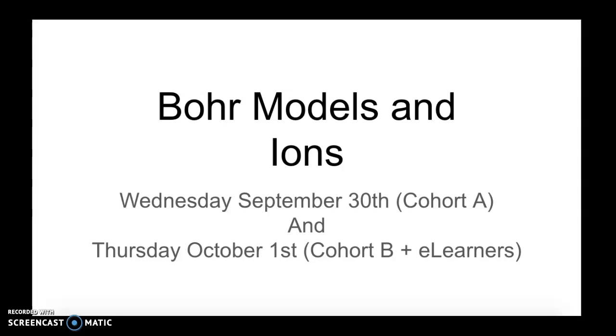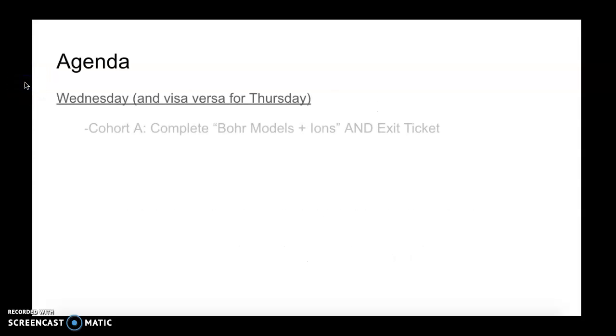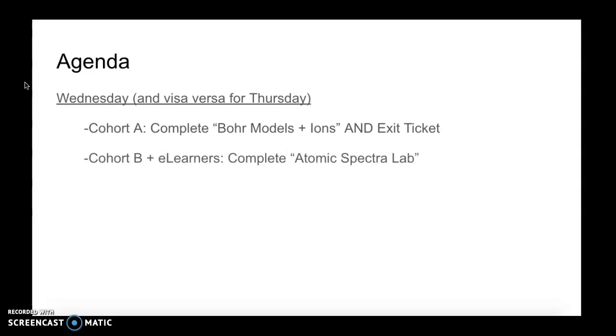This is the second lesson of the week for ChemCom about Bohr models and ions. Cohort A, you're doing this on Wednesday, and Cohort B and e-learners, this should be done on Thursday. So make sure if you are in Cohort A today, you complete the Bohr model and ions and the exit ticket. Cohort B, please complete the atomic spectra lab, and then these are opposite for you tomorrow.